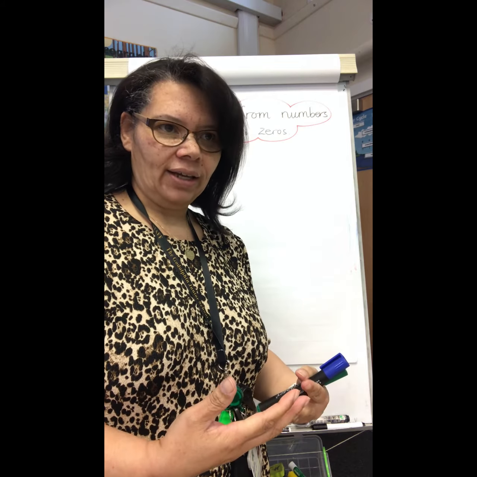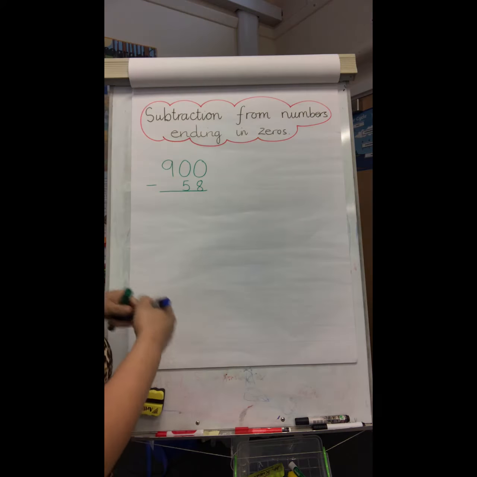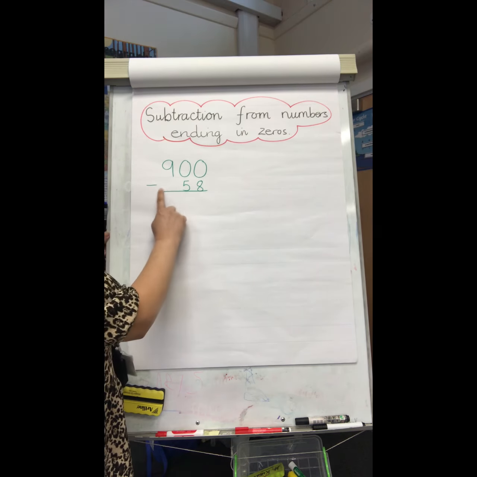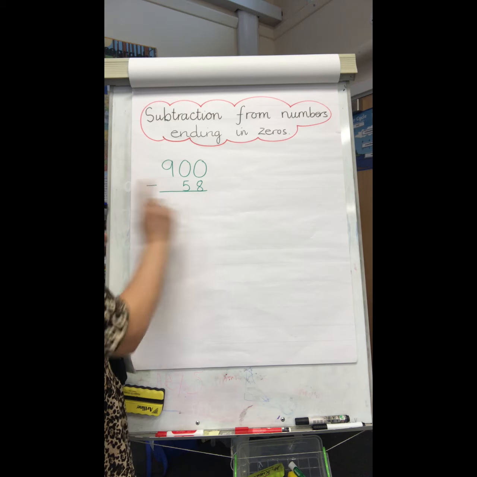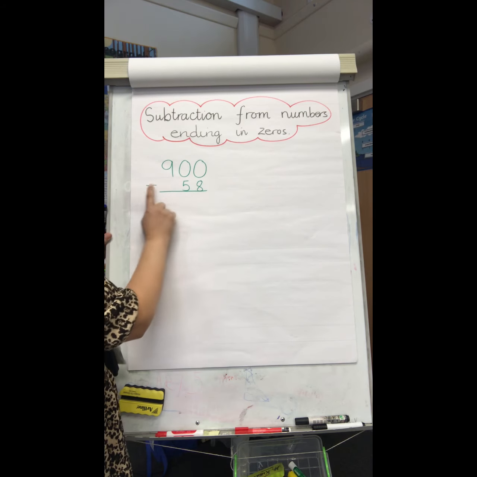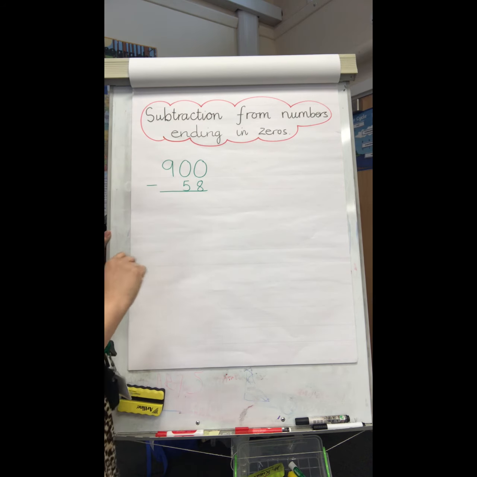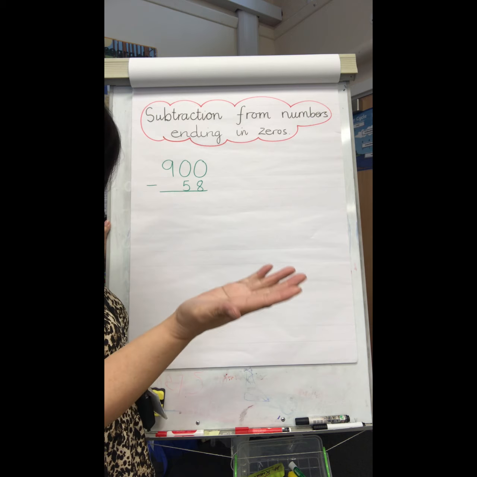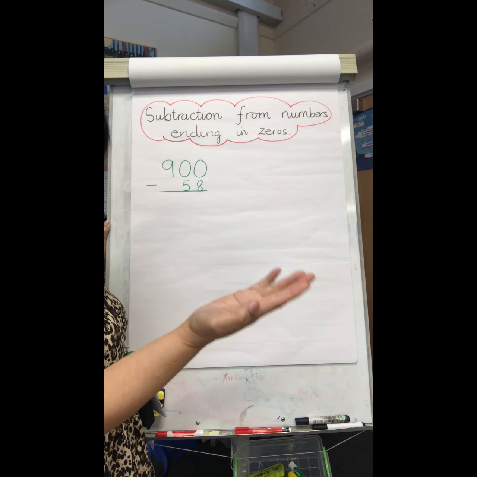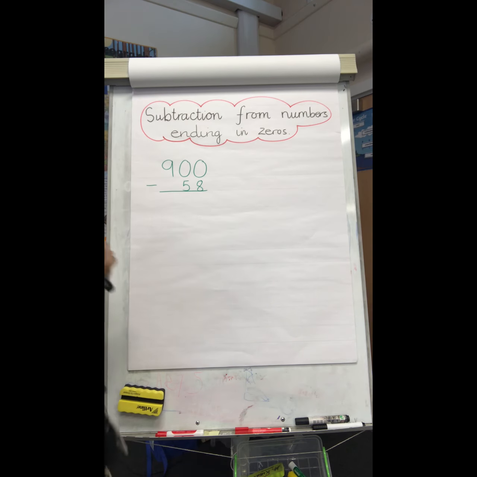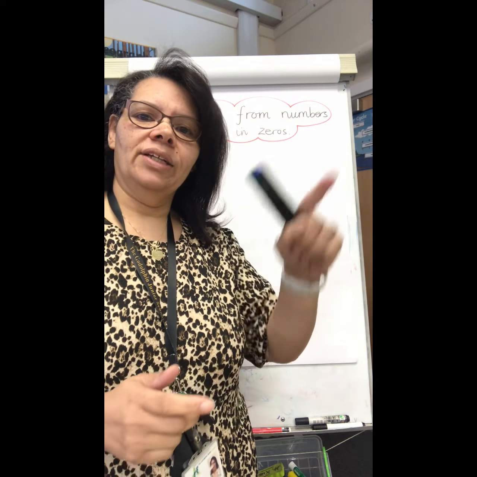How do we subtract? Let's see. So here I've got 900, take away 58. So normally we'll say 0, take away 8. We can't do that because if I have nothing in my hand, can I take 8 sweets away from nothing? No. So what do we do? We normally say we go next door.